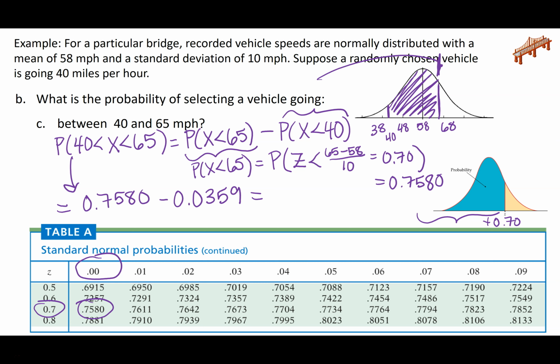So then do a tiny bit of math here. Once again, I can make things add to 1. Subtraction can be a little iffy here. So it looks like about 72.21% of the time that you randomly select a car or vehicle from this distribution, it's going to be going between 40 and 65 miles per hour. So over 70% of the time, it's going between 40 and 65, which I don't know if is reasonable for a bridge, but there you go.